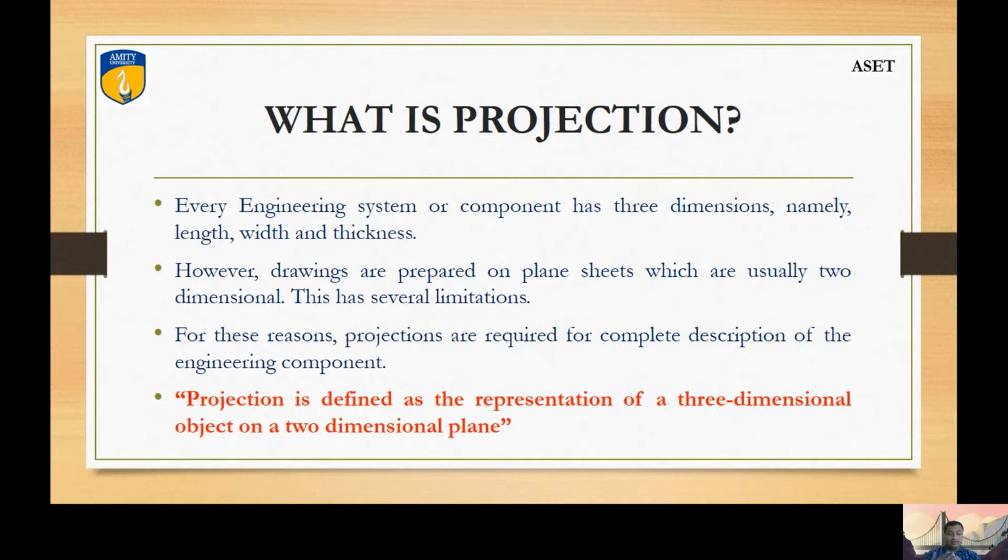When we are drawing the views and the objects on a sheet, the sheet is a plain, two-dimensional sheet. So it is required to convert that 3D object so that we can represent the image on that sheet. Projection is a process of converting the 3D object into a 2D image so that we can easily draw it on our sheet.